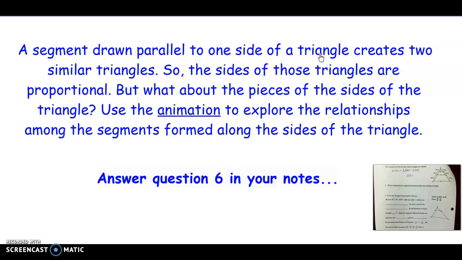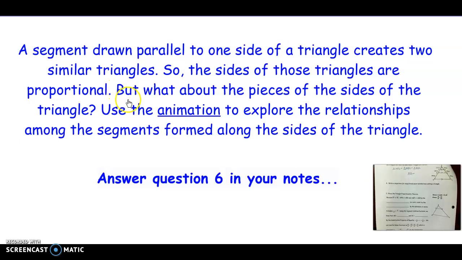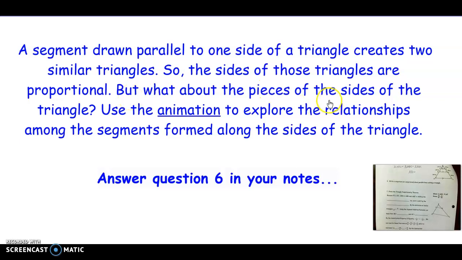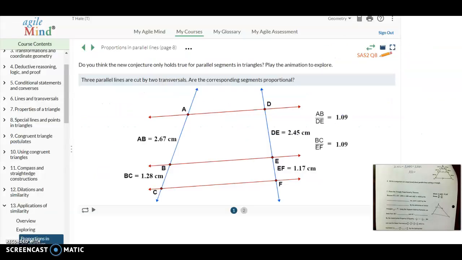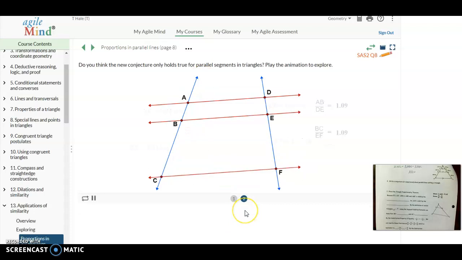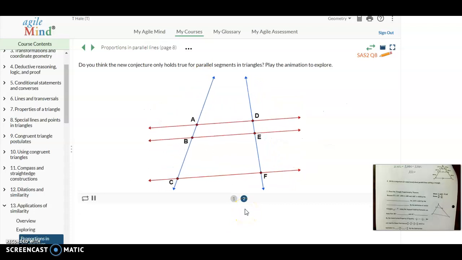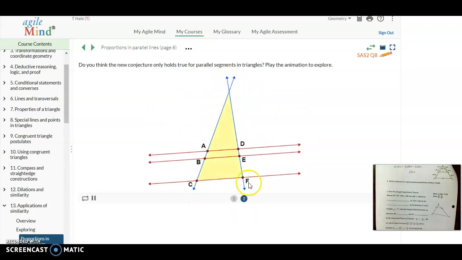So the sides of those triangles, remember, would have to be proportional because that's what it means to be similar. But what about the pieces of the sides of the triangle? Let's look at this animation to help us here. Now, right now, this really isn't a triangle, is it? But the same relationship exists if these lines are parallel to each other. And the reason for that is that I could extend these lines and they would eventually cross, making a triangle, right?